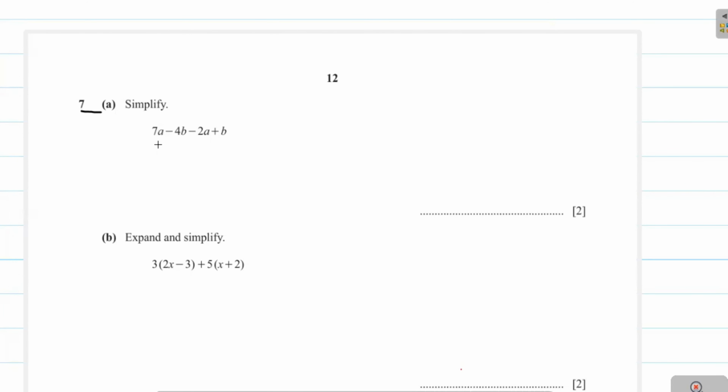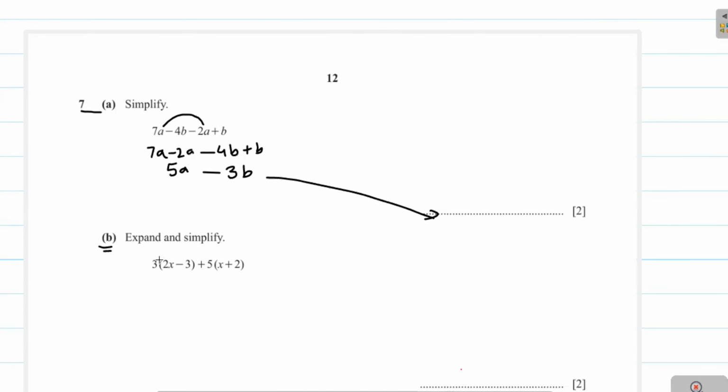Question 7 part A, simplify 7a minus 4b minus 2a plus b. You see here the like terms are 7a minus 2a. This will be equal to 5a. And the next like terms here are minus 4b plus b, and this will be equal to minus 3b. This is the answer.